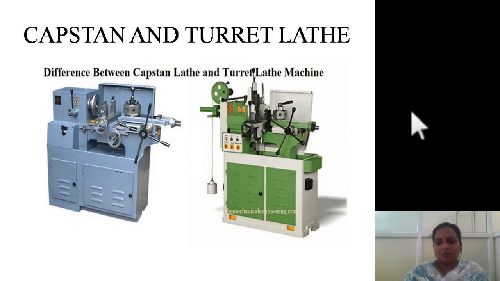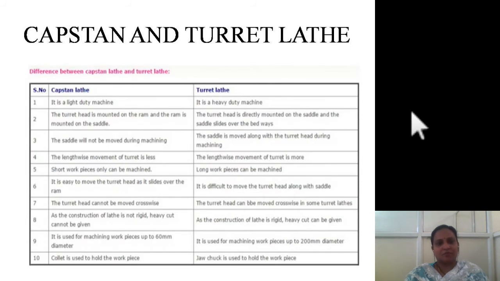Now let us look at a few more differences between both. Here, see, the capstan lathe is light duty. As I told you, you can machine only small, lightweight components, and here the head is mounted on the ram and the ram is mounted on the saddle, and it cannot be moved. As I told you, you cannot move, so there is a limitation over the machining processes. And next, the lengthwise movement of the turret is less. Only short workpieces can be machined. The turret head is easy to move as it slides over the ram.